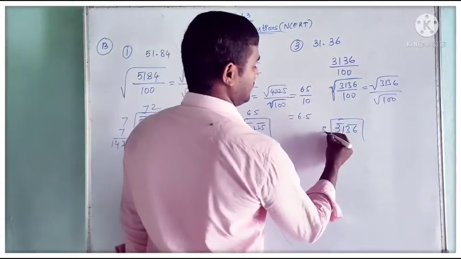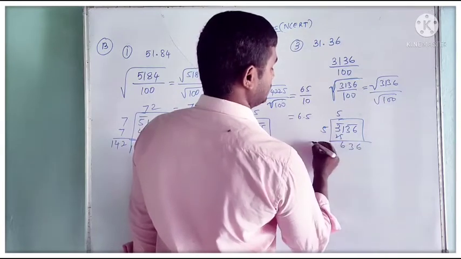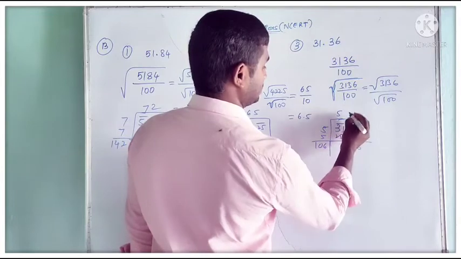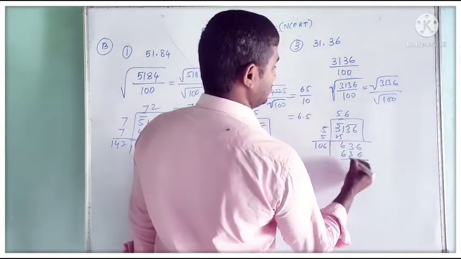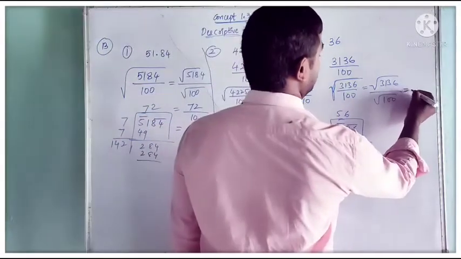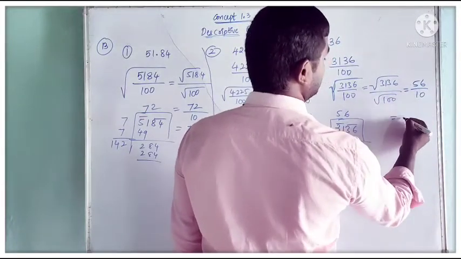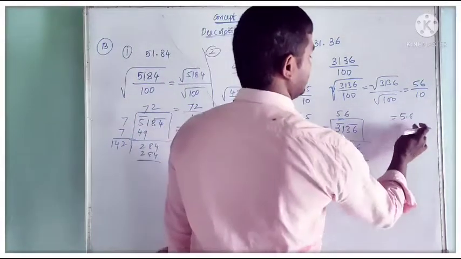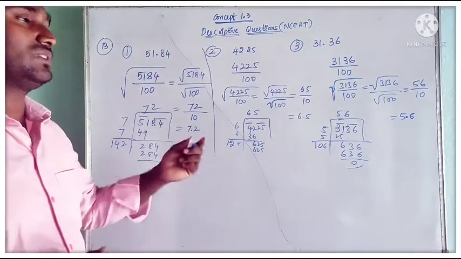So here 5 5s are 25. Then 36 comes down, so add 5 here. 5 plus 5 is 10. So 10 into 6, 106 into 6 is 636. So the square root of 3136 is 56. Square root of 100 is 10. So it is equal to 56 by 10, which is 5.6. Okay, so this is the way of finding the square root of decimal numbers.